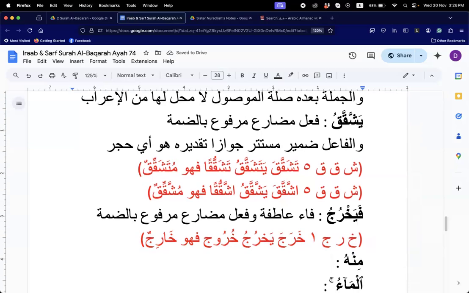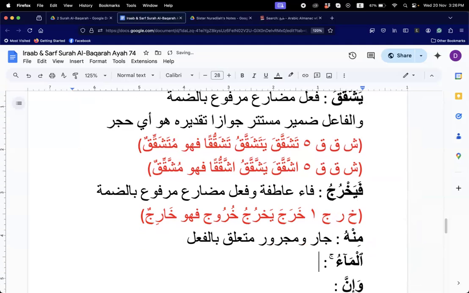Minhu. Minhu is jar wa majrur, ta'alluq bil fi'il yakhruju. And al-ma' is fa'il of what? Yakhruju. Yes, yakhruju. So what status? Marfu' bil damma. Okay. Is this singular or plural?